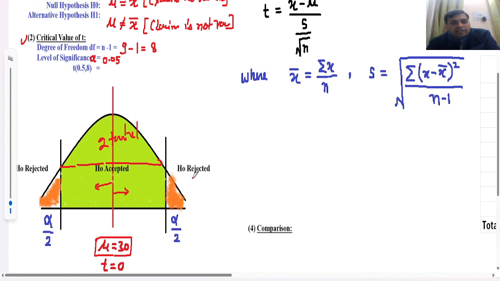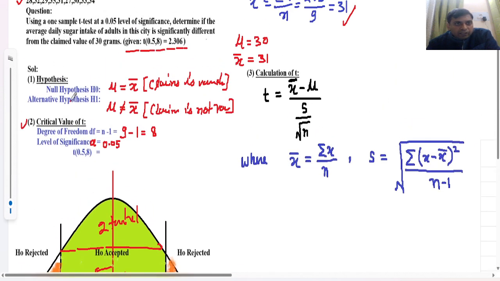And 5% level of significance means half of this 5%, that is 0.05 divided by 2, lies in this region, and this 0.05 in this region. This equals 0.025. So the calculation of t. Now we will see the calculation of t.